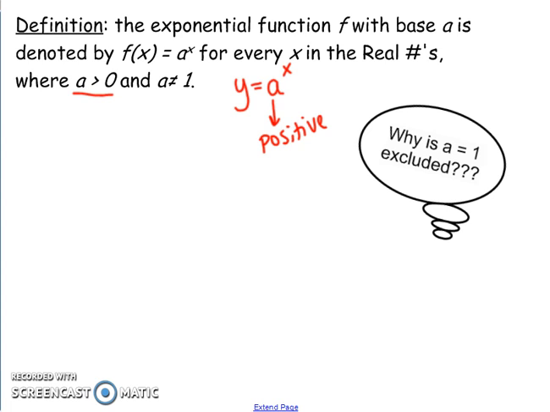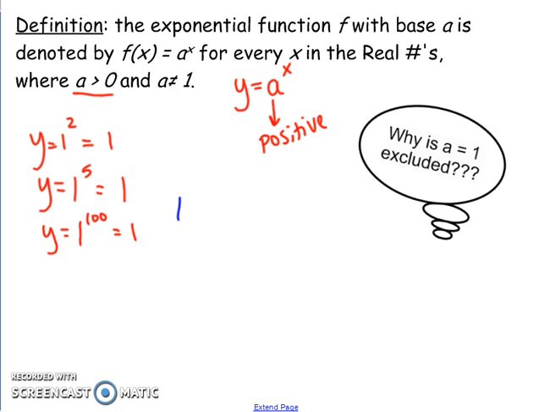So this little bubble on the side is asking why is a equal to 1 excluded? So why can't we have a equal to 1? Well, let's think about it. If we have a as 1, no matter what we plug in for x, like if I plug in 2, I'm going to end up with 1 because 1 squared is 1. If I plug in 5, 1 to the 5th is 1. If I plug in 100, I'm going to get 1. So no matter what I plug in for x, my y value is always going to equal 1.